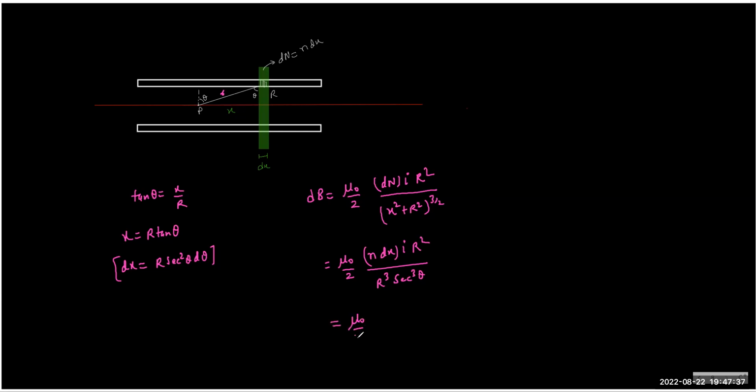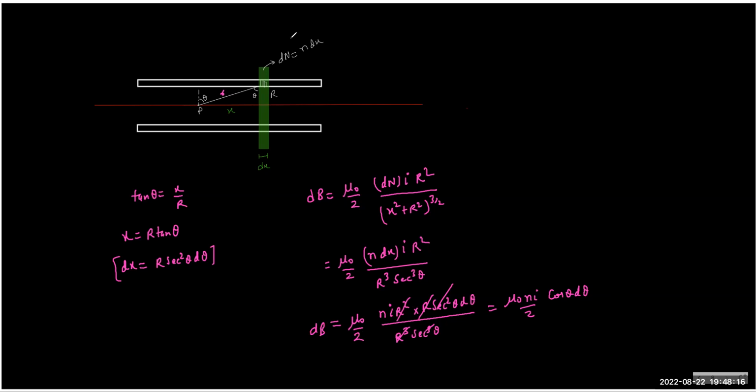Yes. So mu naught upon 2 is n I r square and dx is nothing but r sec square theta divided by r cube sec cube theta. So all the r will cancel out, the sec square will cancel out, and what you're left with is mu naught n I by 2 cos theta d theta, right? Yes.